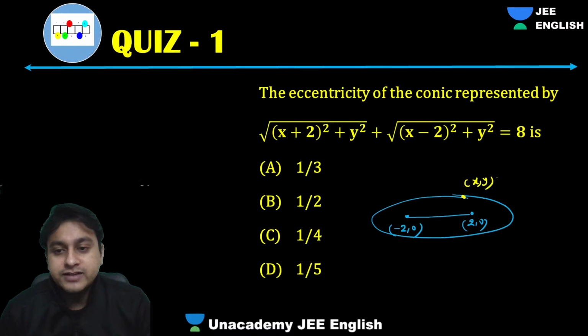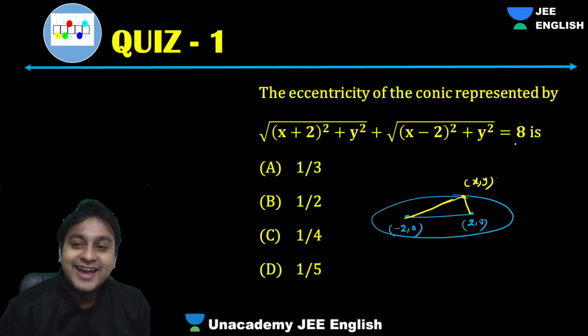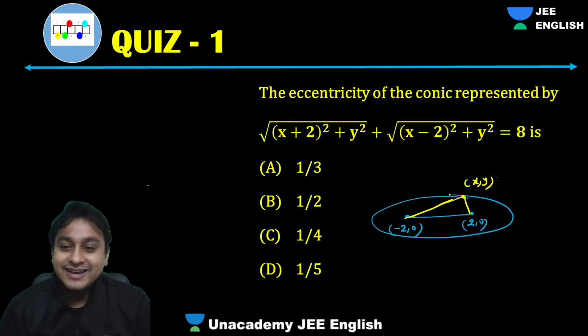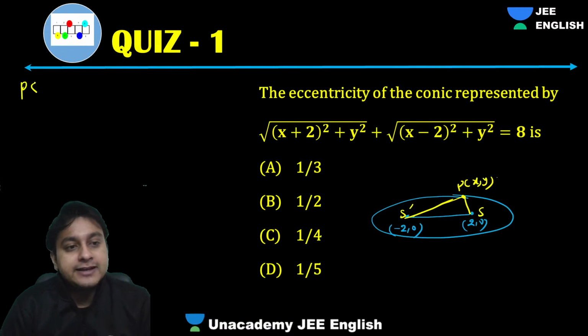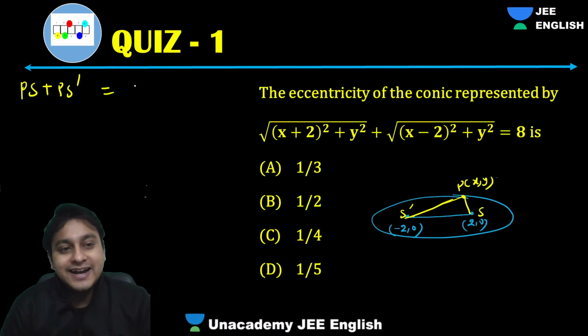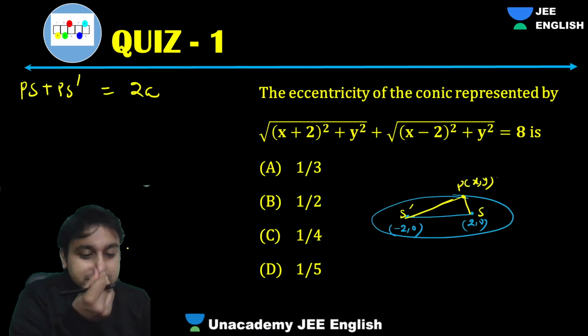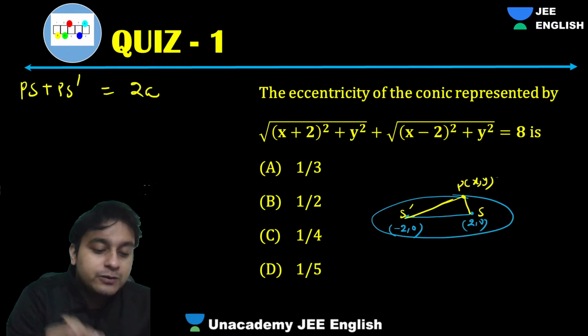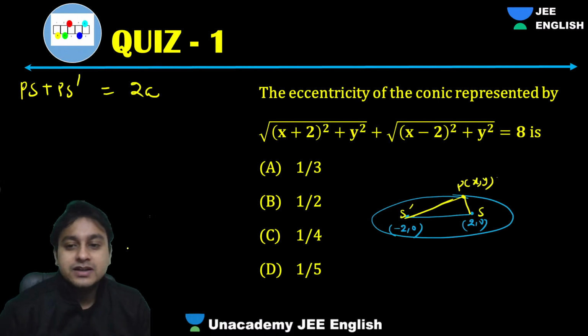So what's happening, guys? This distance plus this distance is given as 2a. Isn't it, everyone? Isn't it like that? This is S, this is P. We have been given PS plus PS dash, that is nothing but 2a. That's the definition of an ellipse. That's how we start doing ellipse.